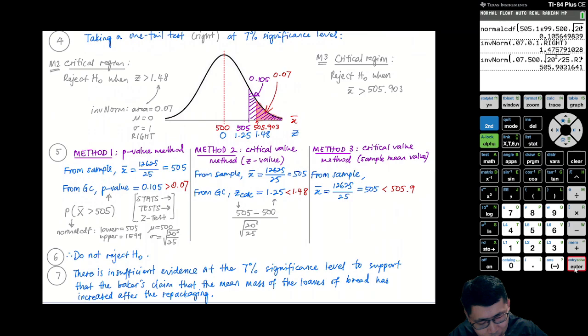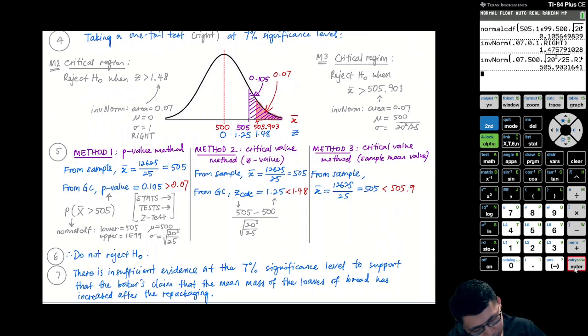Now, so once again, how do I get this number again? I'm using the inverse normal function. Okay, same area, because I'm looking for the critical region, which is the shaded area. The mu is from the original data. This one is also from original data. Okay, from the original data. And we're also looking at the right tail test, something like that.